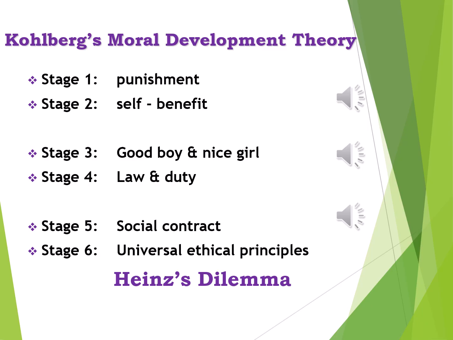So let's start with stage 1. Give an answer that would reflect punishment. It might jump out at you. The person would say, no, he could get caught. He could be sent to jail.